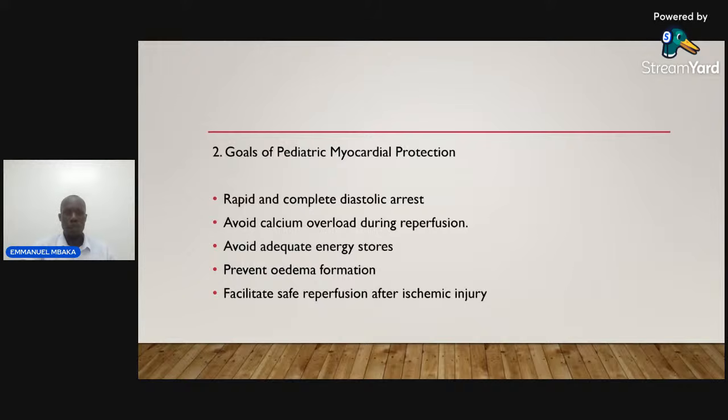So, what are the goals of pediatric myocardial protection? The goals include the following: rapid and complete diastolic arrest, avoid calcium overload during reperfusion, maintain adequate energy stores, prevent edema formation, and also facilitate safe reperfusion after ischemic injury. Next slide.